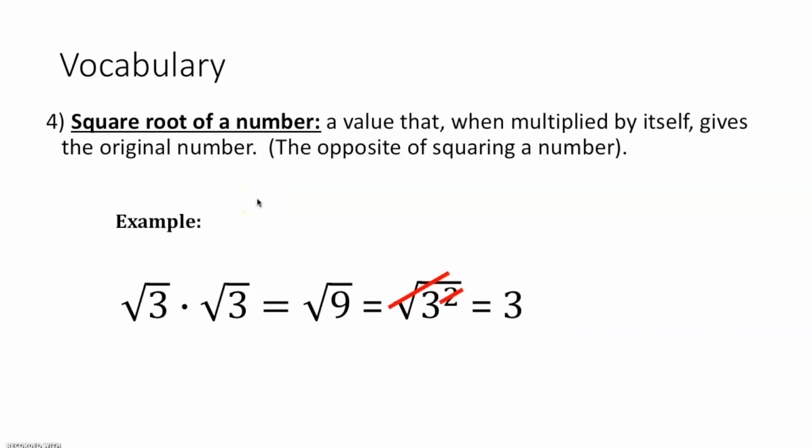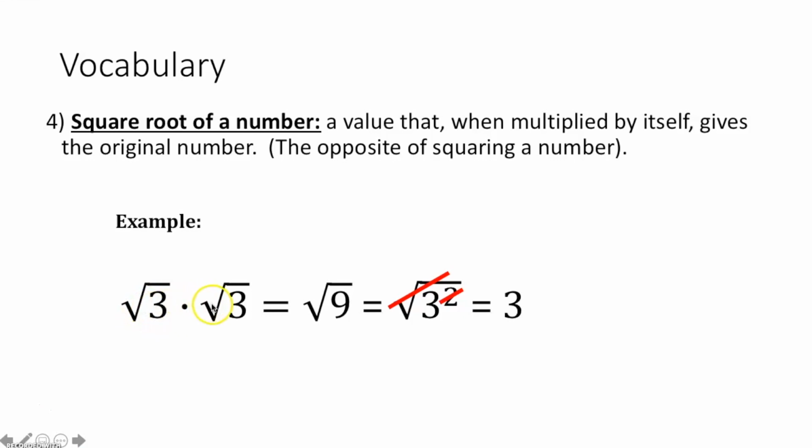Next vocabulary term is a square root of a number. That's a value that when multiplied by itself gives the original number, also called the opposite of squaring a number. So if you know how to square a number, this goes the opposite way. If I take rad 3 and multiply it by itself, I should end up with the original number, the number that's inside. Now how does this work?